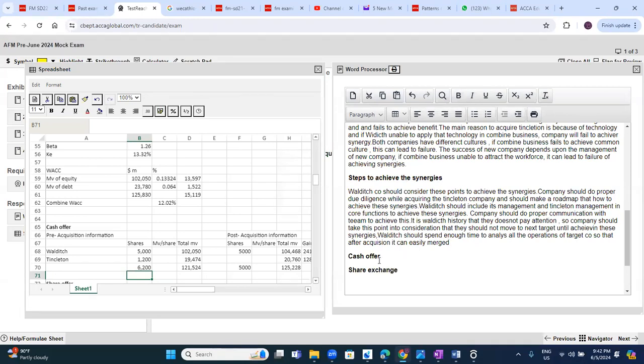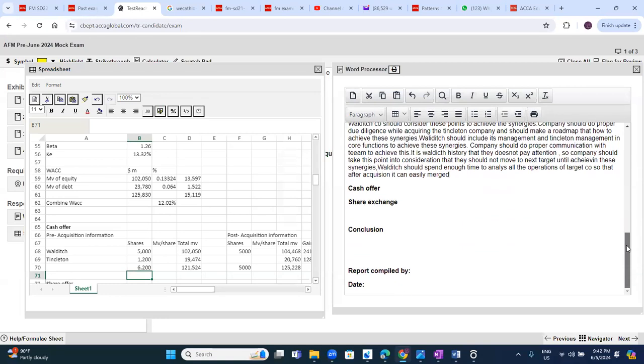Then you will write a paragraph on the cash offer. Then you will write a paragraph on the share offer. What you will write, let me explain.